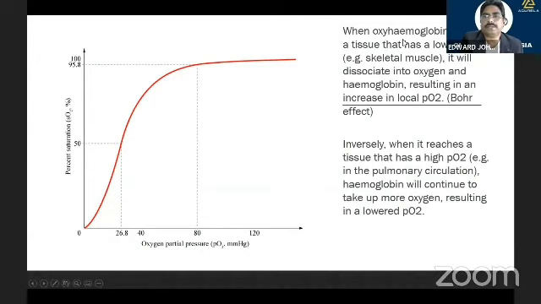So when the oxygen reaches the tissues that have a low oxygen concentration, the hemoglobin dissociates and gives up the oxygen and increases the tissue oxygen level. This is called the Bohr effect. The inverse occurs when the hemoglobin reaches the alveoli. Here the PO2 will be high. It continuously takes up the oxygen from the alveoli and PO2 falls.